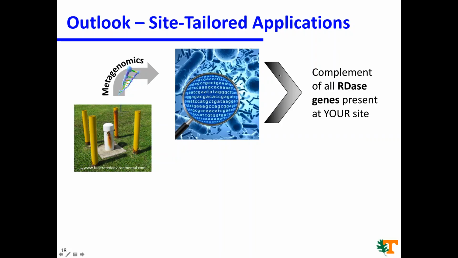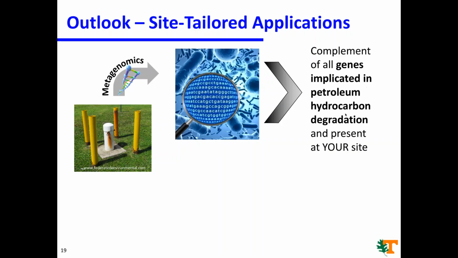Then you can, for example, ask the question, what reductive dehalogenase genes are present at your site? So you don't just ask, is VCRA present? You ask very specifically, what type of VCRA and what other reductive dehalogenase genes are present at my site? Since you have everything in the metagenome, you can also ask other questions. For example, what genes implicated in petroleum hydrocarbon degradation are present at my site? So you can ask very specific questions.